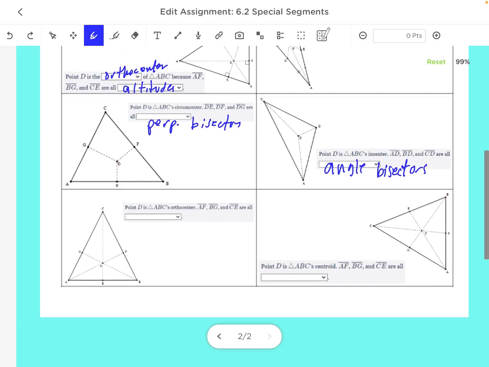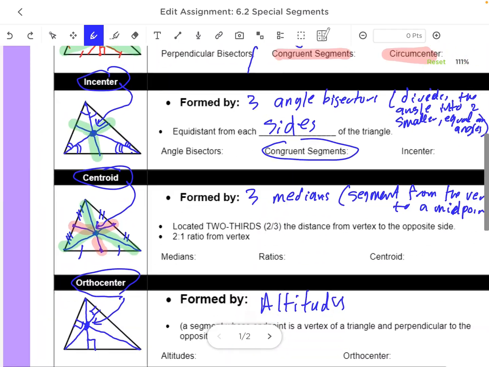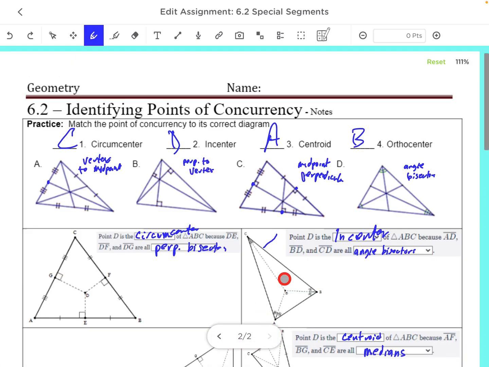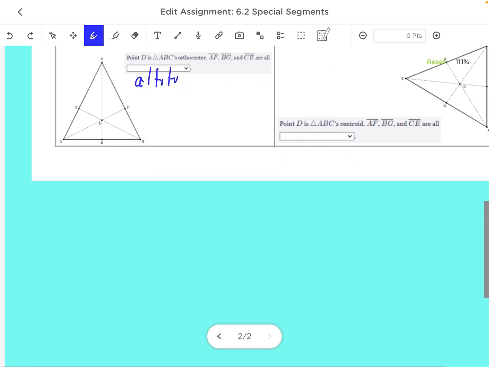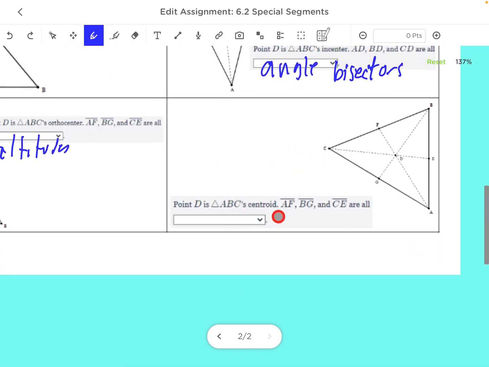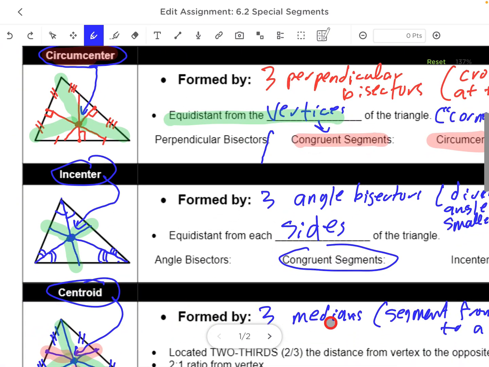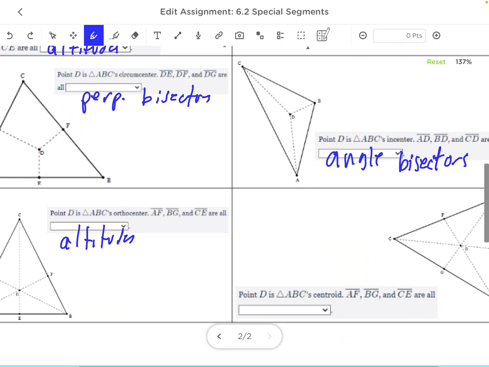All right, let's keep it moving. Orthocenter. What do we know about an orthocenter? Orthocenters are created by altitudes, right? Okay, and lastly, what do we know about this one? This is the centroid. Okay, what do we know that creates a centroid? We said a centroid is created by medians. Okay, so that's what's going to be expected of us to do. So just look at our good notes, and that's all we got to do to get those answers.